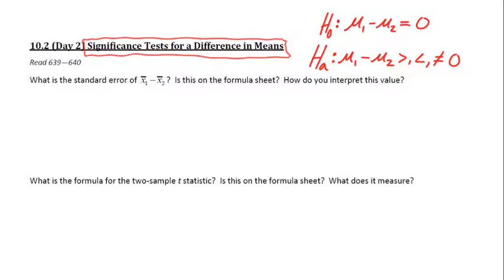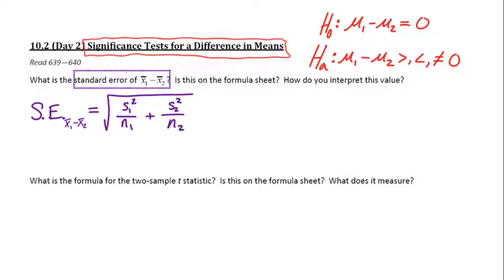So let's start off with a couple of the key statistical components for this test. For starters, what is the standard error of x bar 1 minus x bar 2? So I'm going to use SE for our notation. That's just the square root of the sample standard deviation squared over their respective sample sizes, N1 and N2. So we'll need this to get our test statistic.